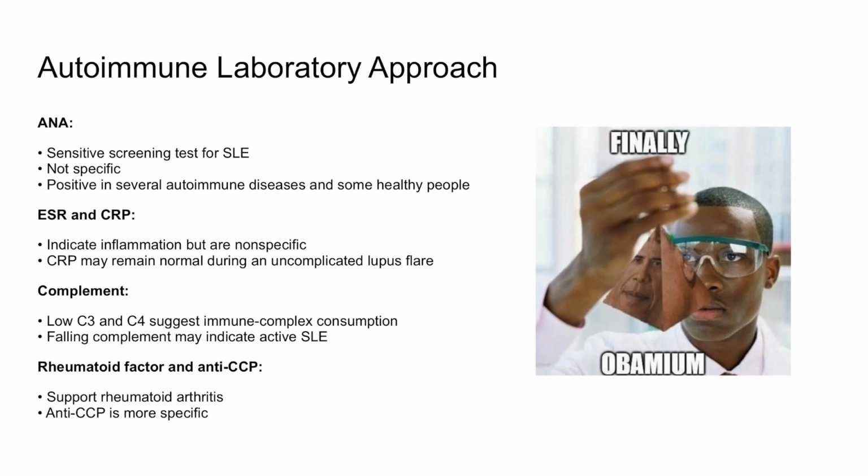Rheumatoid factor and anti-CCP support rheumatoid arthritis, but anti-CCP is more specific. These tests modify the probability of a diagnosis, and they should always be interpreted alongside symptoms, examination findings, organ involvement, and the pre-test likelihood of disease.